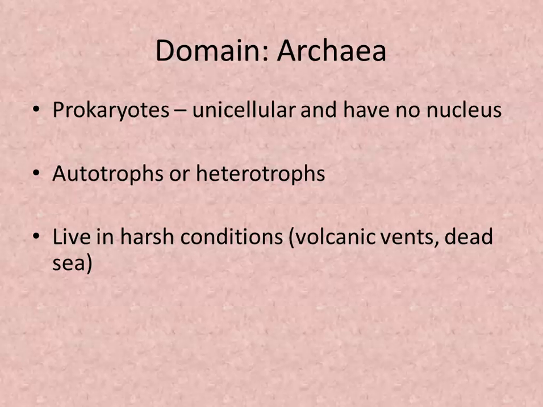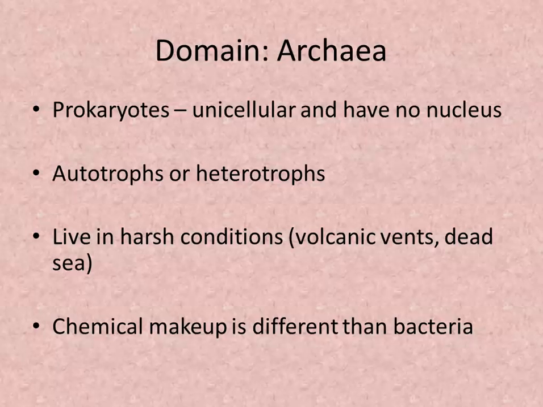Some of these can live in volcanic vents where the temperature is extremely high, or in the Dead Sea where there's so much salt that the only thing living there is these very primitive single-celled organisms called archaea. They're different from bacteria because they have a little bit different chemical makeup in their DNA and their genes. But again, archaea are also prokaryotic, which means they're unicellular, they have no nucleus in their cells.